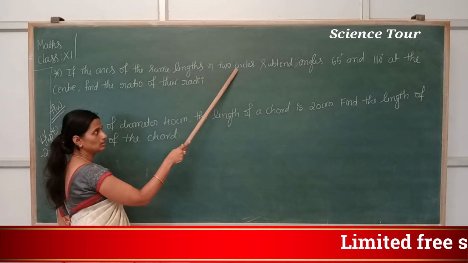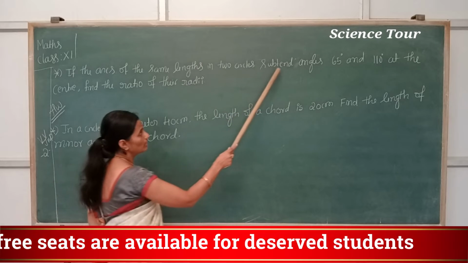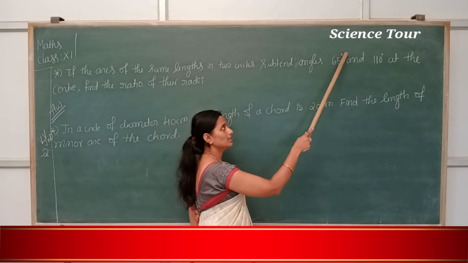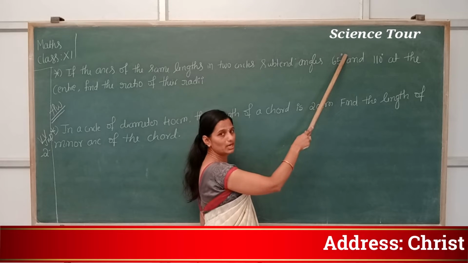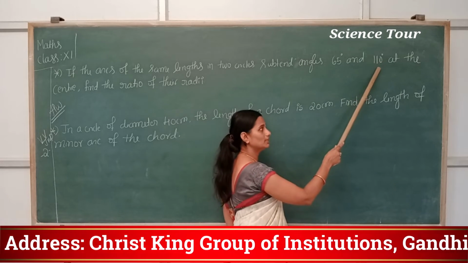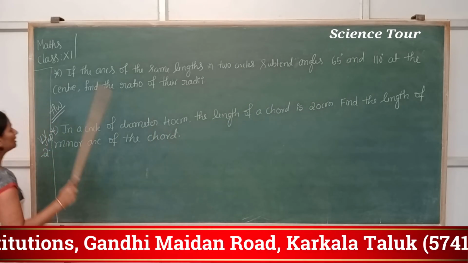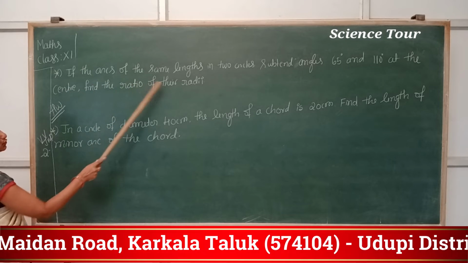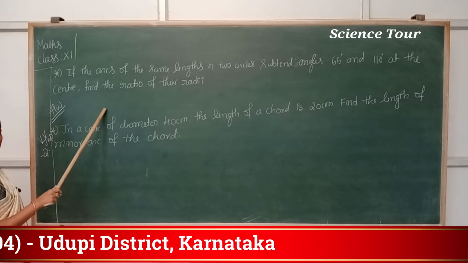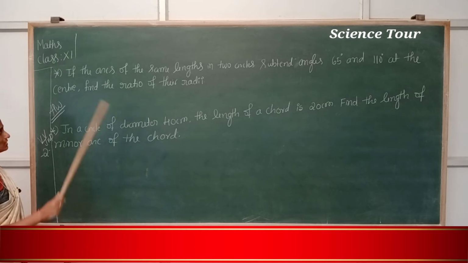In 2 circles, arcs of the same length means L1 is equal to L2. They subtend angles 65 degree and 110 degree at the center. So theta 1 is 65 degree. Convert that to radian by multiplying pi divided by 180. And 110 degree is also in degree, so convert this to radian by multiplying pi divided by 180. Find the ratio of their radii. Find the ratio of their radii means what to find out? r1 divided by r2, or that can be written as r1 is to r2. So take this as homework.